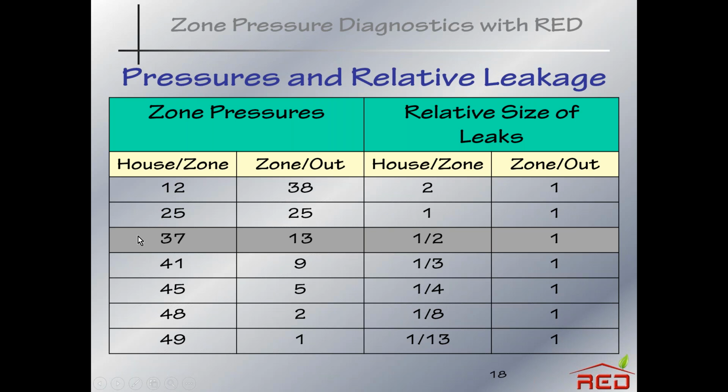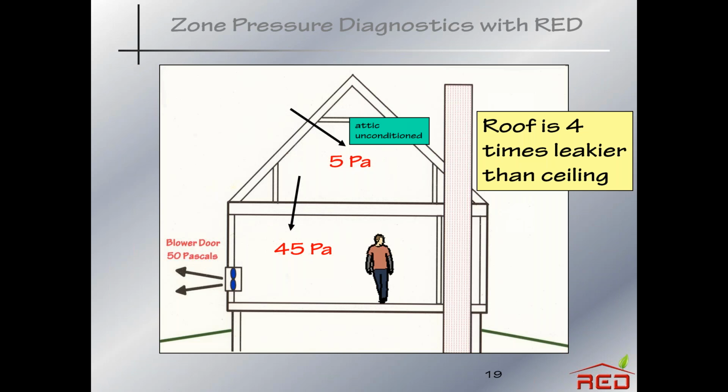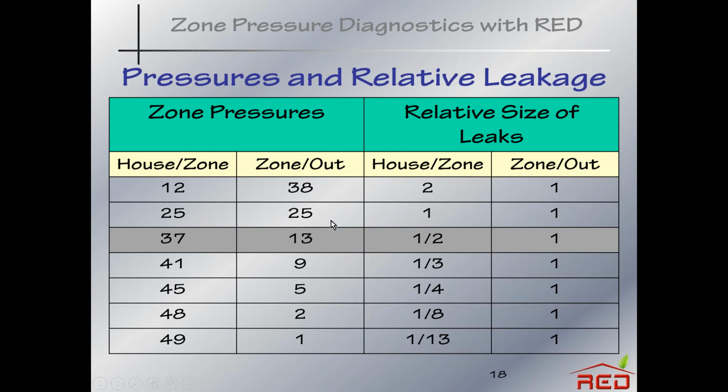The RED tool gives you this ratio. It reports this ratio. So in this case, the roof with these pressure differences, the roof is 4 times leakier than the ceiling. So this pressure boundary where we have a 5 is 4 times leakier than the 45 that we have here. If I go back to the table, 5 and 45 is right here, and you can see one is 4 times leakier than the other.